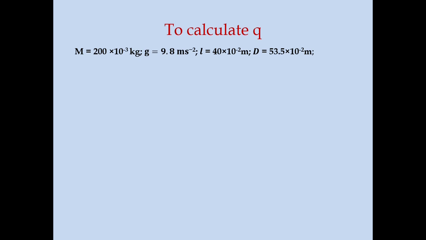L, the length of the cantilever, 40 centimeters, 40 into 10 power minus 2 meters. Capital D, 53.5 into 10 power minus 2 meter. The breadth B, 2.868 into 10 power minus 2 meter. D, 5.818 into 10 power minus 3 meter. Shift S, 2.875 into 10 power minus 2 meter.